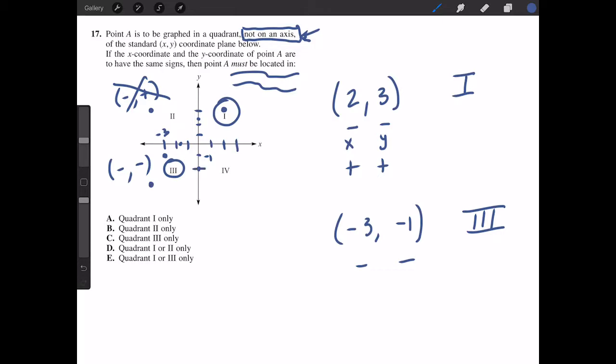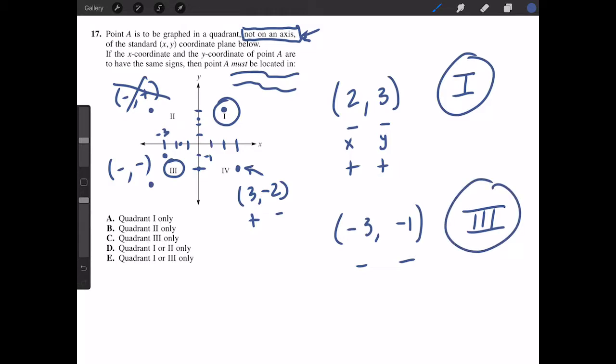Now, quadrant 4 wouldn't work out because, say, if I have a point at 3, -2, which is this point right here, well, the x value has a positive sign, the y value has a negative sign, clearly not equal signs. So it's quadrants 1 and 3, and that would be choice E.